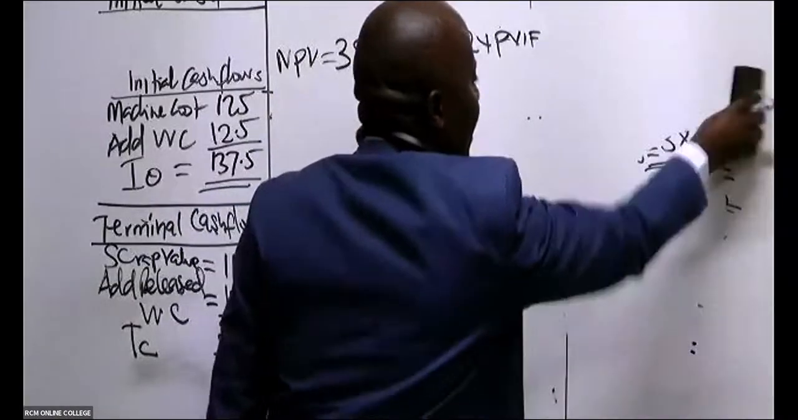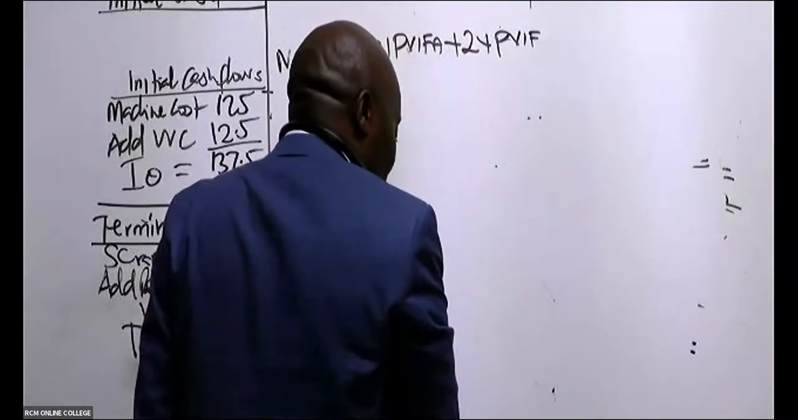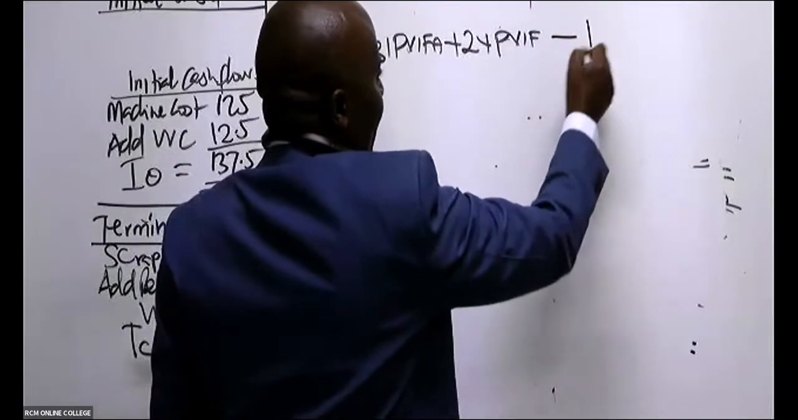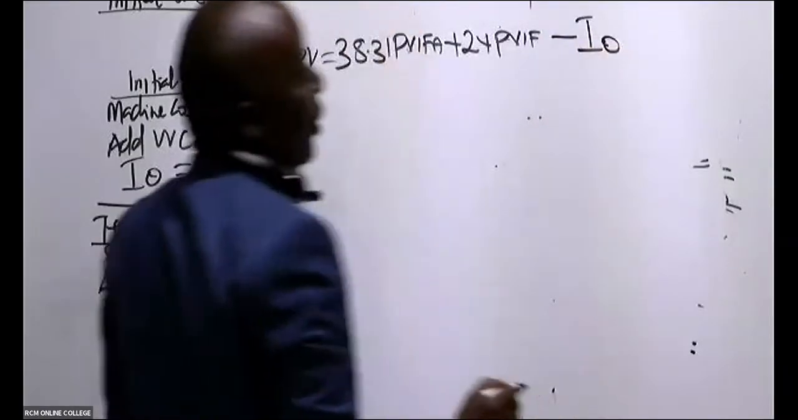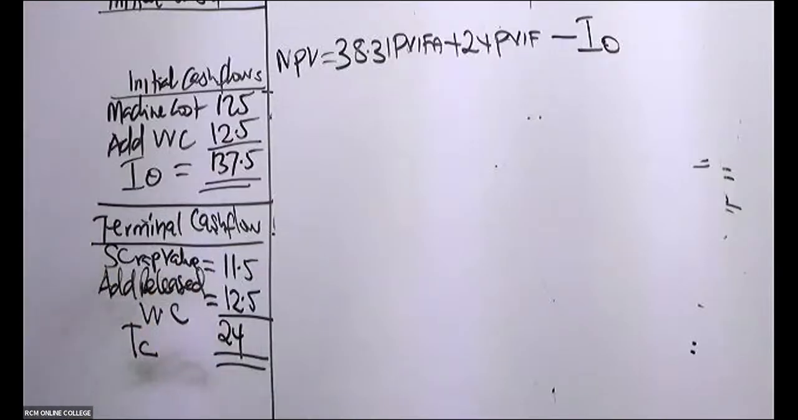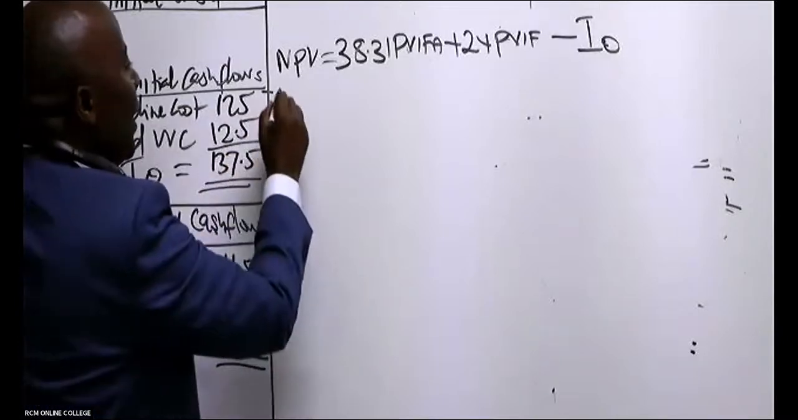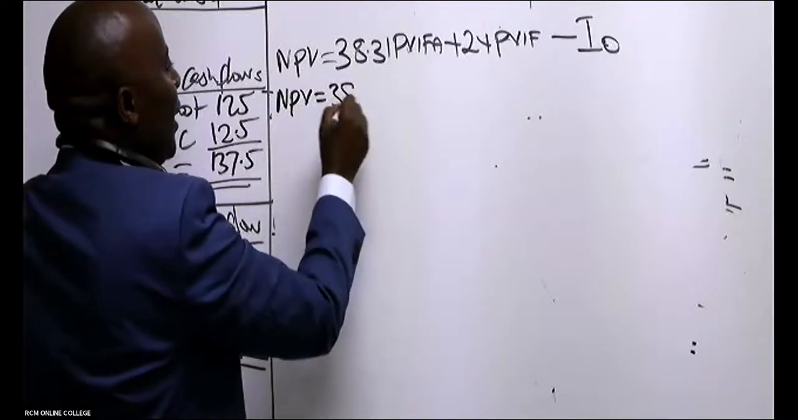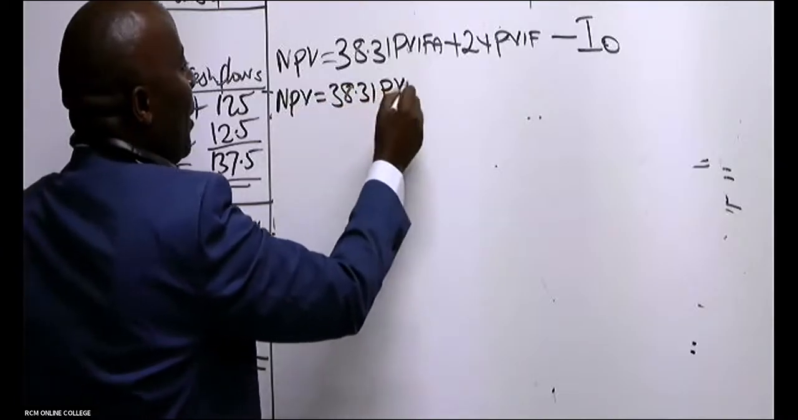And then now we come and say minus the initial outlay. Initial outlay is never discounted because initial outlay will be incurred today. Allow me to repeat something here. We are saying that this will be 38.31 times PVFA.